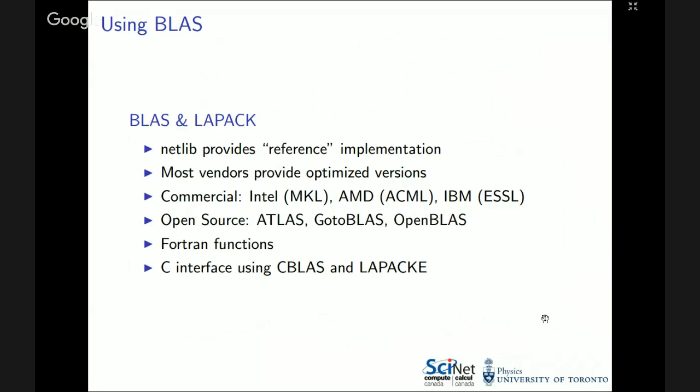In addition to these open source resources, you may have commercial resources. For instance, if you are running on Cynet, you have MKL from Intel. AMD has its own implementation, ACML, and IBM also had ESSL. Most of the BLAS and LAPACK are Fortran functions, and they have a C interface if you use CBLAS or LAPACKE.